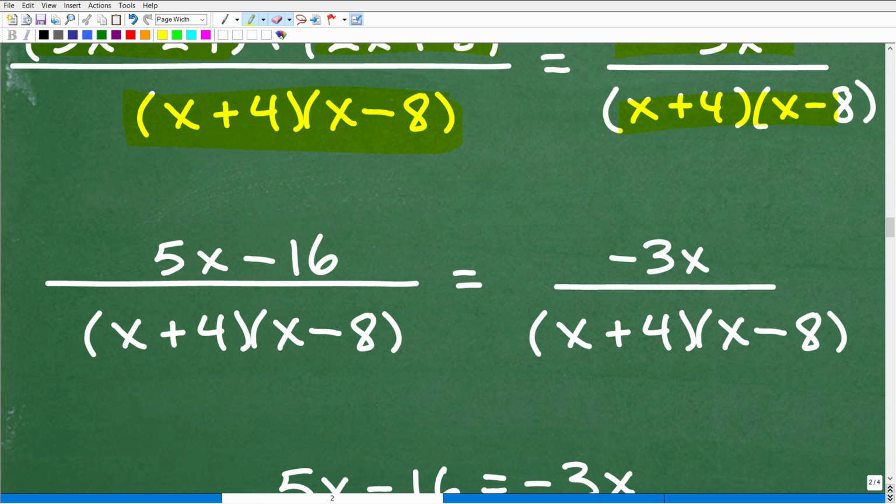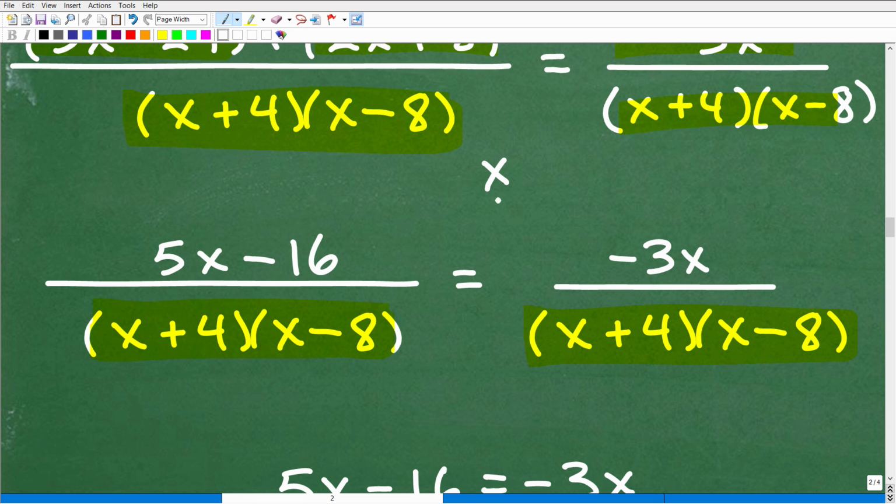All right, so at this point, let's take a look at what we have. We have two rational expressions that are equal to one another, i.e. a rational equation. But if you notice here, the denominators are exactly the same. So if these are the same, and we're saying that this fraction is equal to this fraction, let me give you an example here.